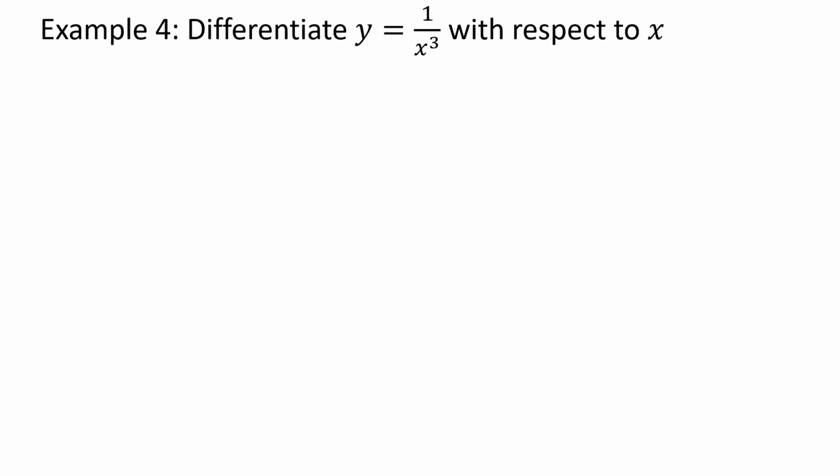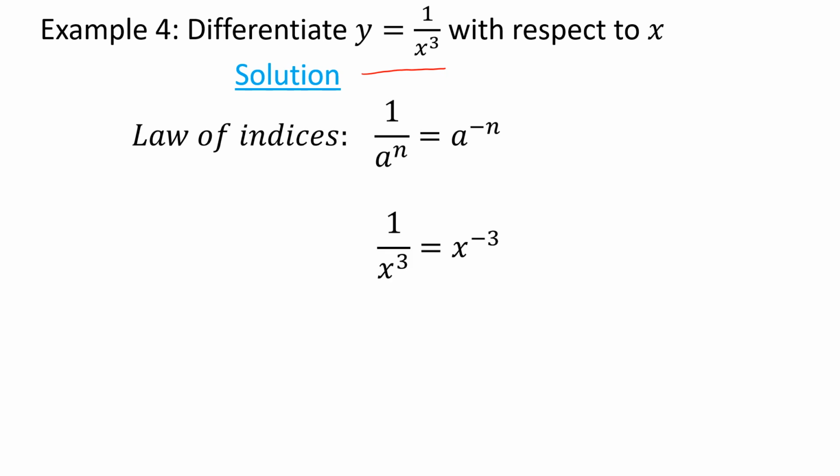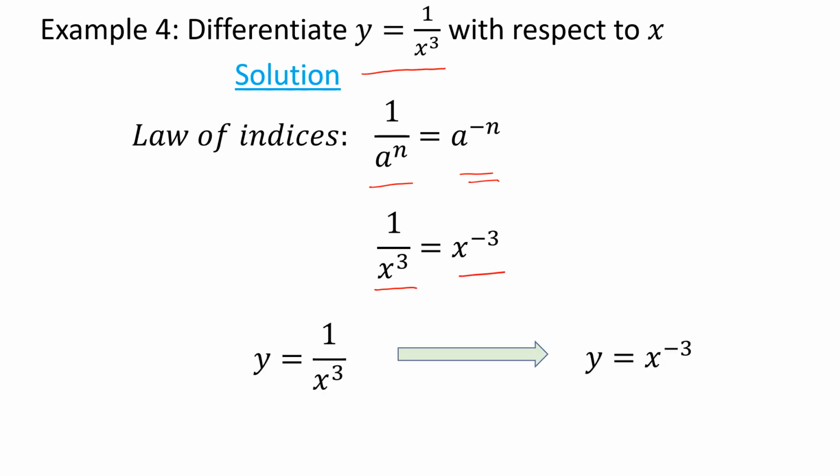So in our fourth example, we have been asked to differentiate y is equal to 1 over x raised to power 3 with respect to x. So how do we go about this? First of all, we shall apply the law of indices on negative powers, which provides that 1 over a raised to power n is equivalent to a raised to power negative n. So in this case, we have been given 1 over x raised to power 3, which is the same as x raised to power negative 3. So our original equation, y is equal to 1 over x raised to power 3, can still be expressed as y is equal to x raised to power negative 3.